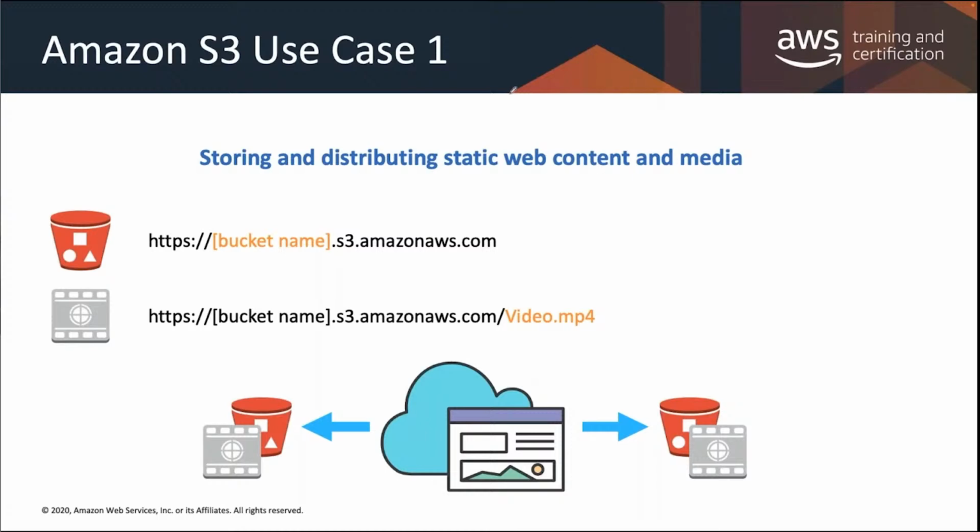So for S3, what do we need to do first? We need to create a bucket, and the bucket name must be globally unique. Then you can upload your file. It could be video, audio, whatever file, document. All right, I will show you a demo a little bit later.